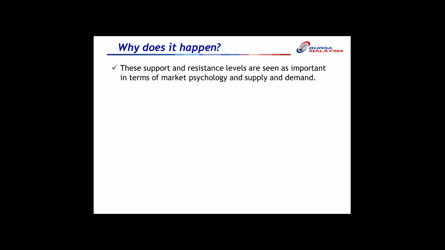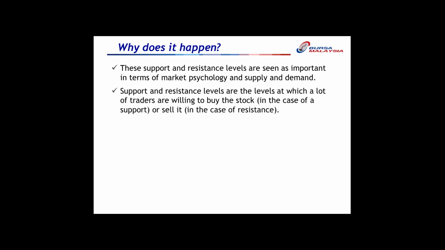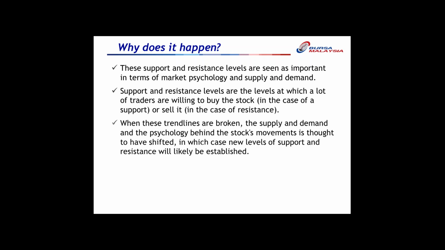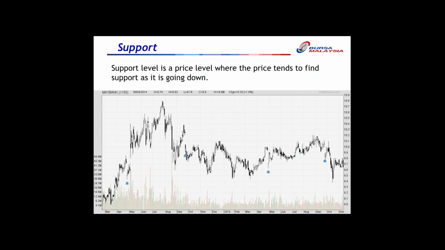Now, these support and resistance levels are seen as important in terms of market psychology and supply and demand. Support and resistance levels are the level at which a lot of traders are willing to buy the stock in the case of a support, or sell it in the case of a resistance. And when these trend lines are broken, the supply and demand and the psychology behind the stock movement is thought to have shifted, in which case new levels of support and resistance will likely be established.